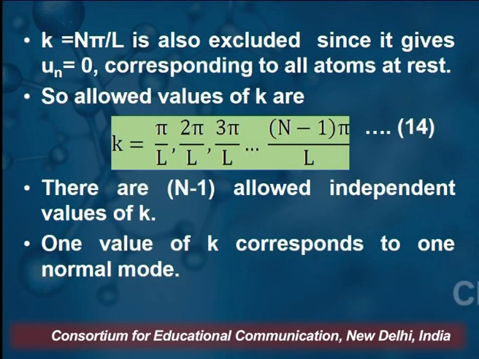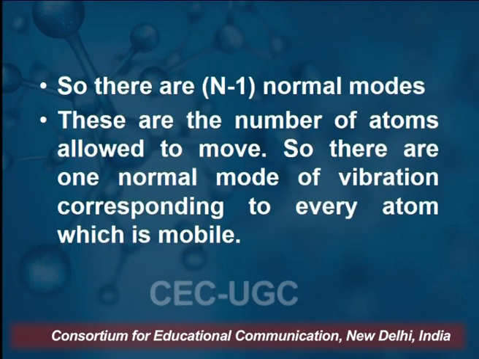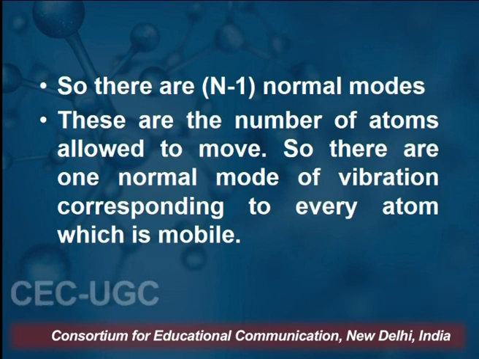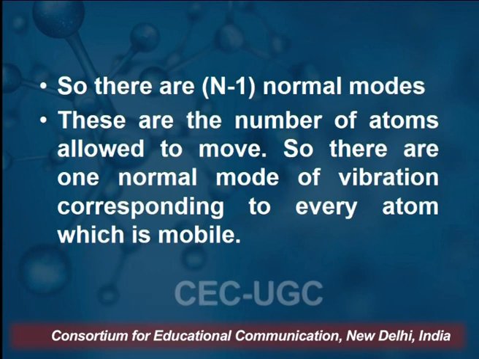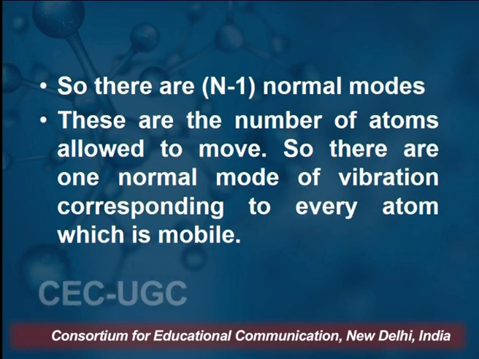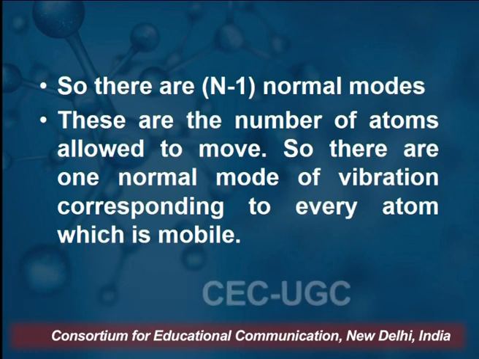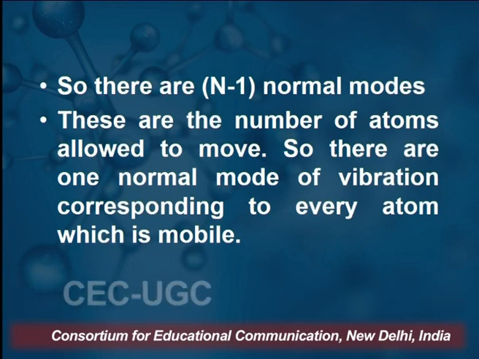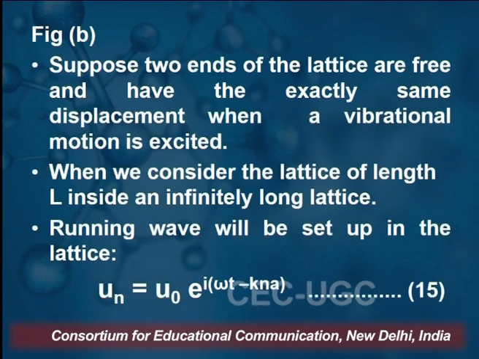So, one value of k corresponds to one normal mode. This means that there are N minus 1 normal modes. These are the number of atoms that are allowed to move. So, there is one normal mode of vibration corresponding to every atom which is mobile. That means there is one normal mode corresponding to every atom that is mobile.